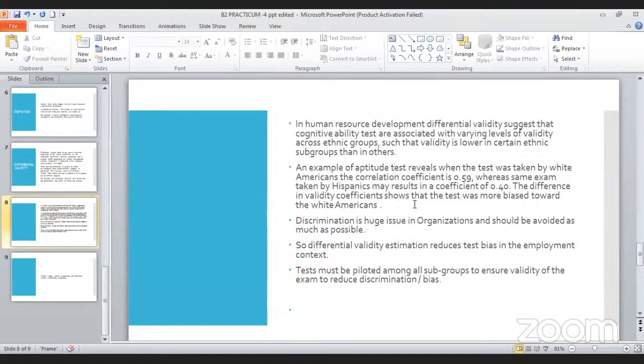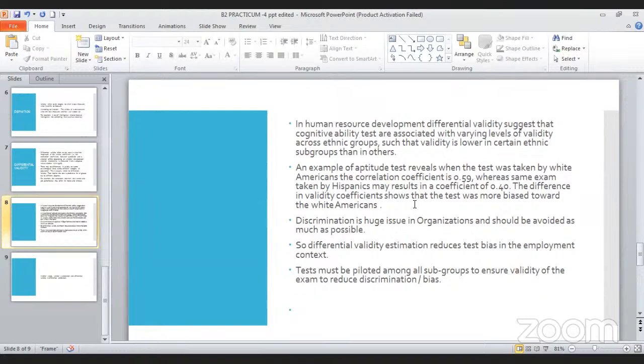So it is written that discrimination is a huge issue in organizations and should be avoided as much as possible. So differential validity estimation reduces test bias in the employment context. Tests must be piloted among all subgroups to ensure validity of the exam to reduce discrimination or bias. So through the differential validity calculation, we can check whether there is bias within the test. Is it more biased towards a particular subgroup?